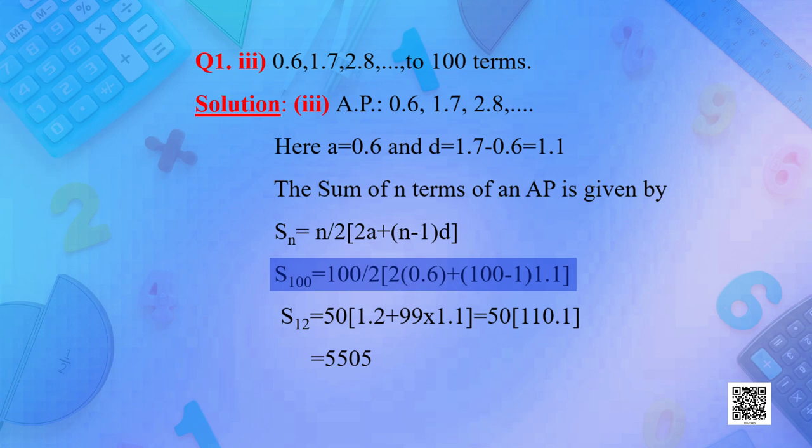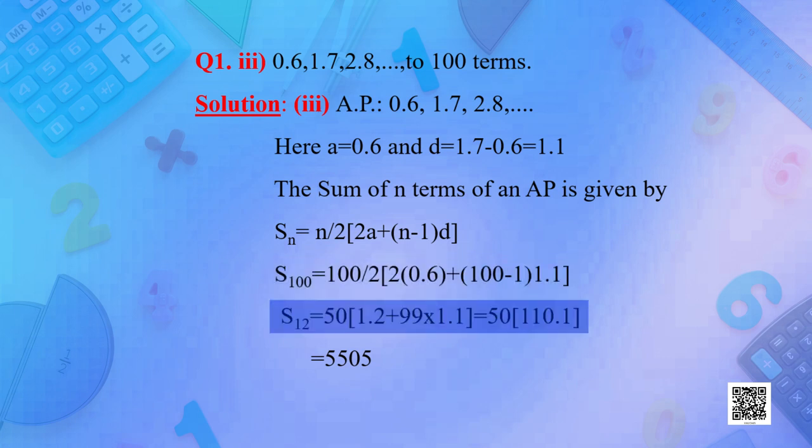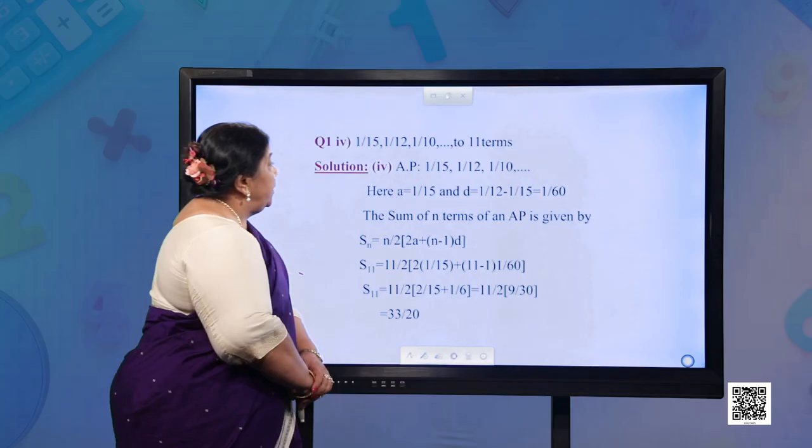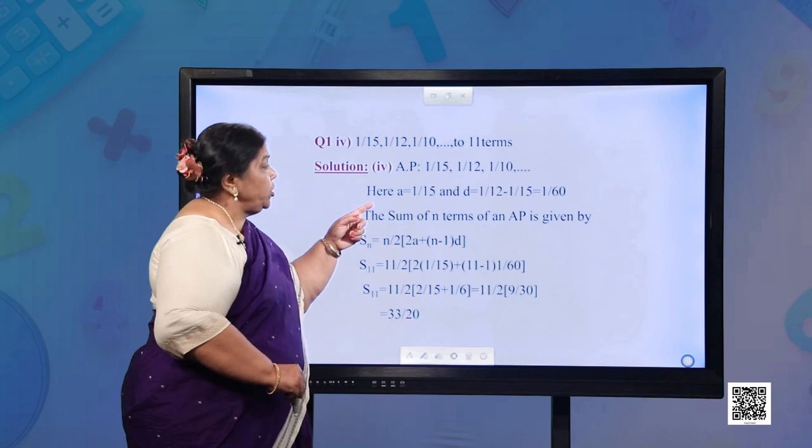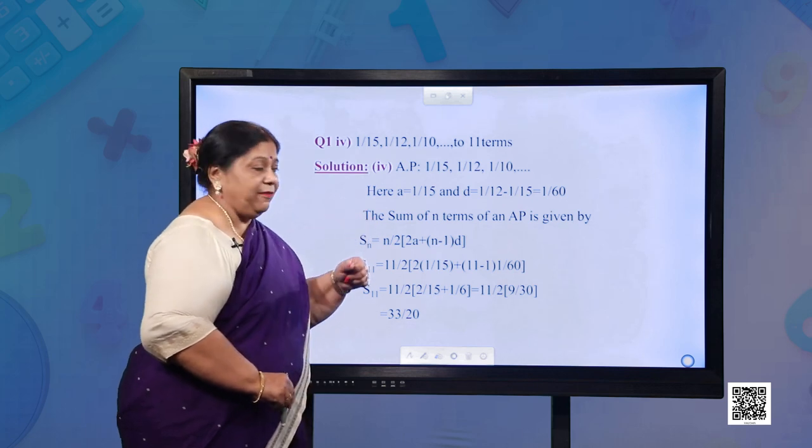Here, on substituting the values, we have 100 upon 2 into 2 into 0.6 plus 100 minus 1 multiplied by 1.1, that is equal to 50 into 1.2 plus 99 into 1.1, that gives us 50 into 110.1. On simplification, we get 5,505. I hope it is clear. Let us do the next part. Here, 1 upon 15, 1 upon 12, 1 upon 10 to 11 terms.